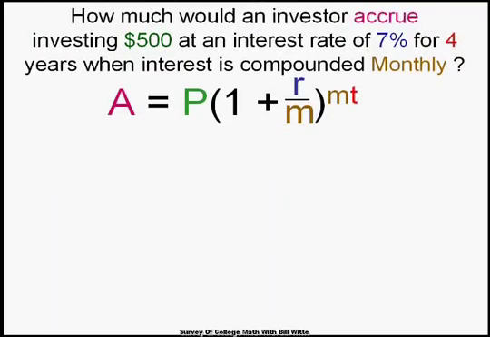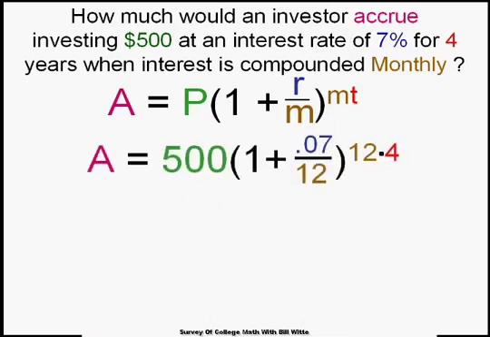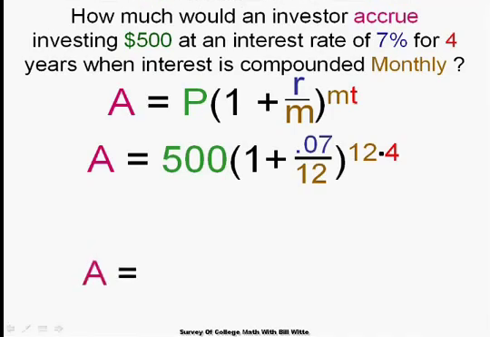Now what am I going to do? Let's try one. How much would an investor accrue if they took $500 at an interest rate of 7% for 4 years, and the interest is compounded monthly. Okay, monthly means, of course, 12 times a year. Well, let's put in all the magic numbers, and you see where you get your 500 for principal, 7% for interest rate, the 12 is the monthly, and T is 4 years in this case.